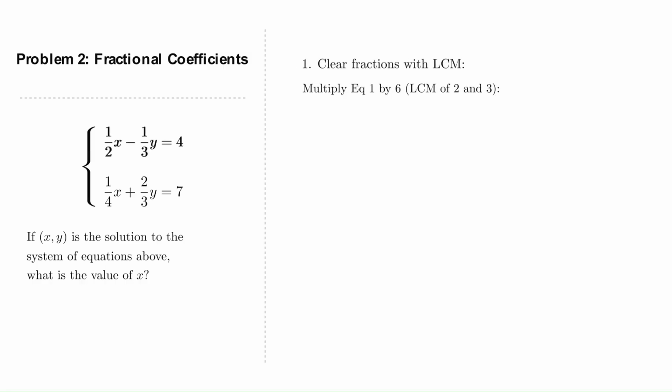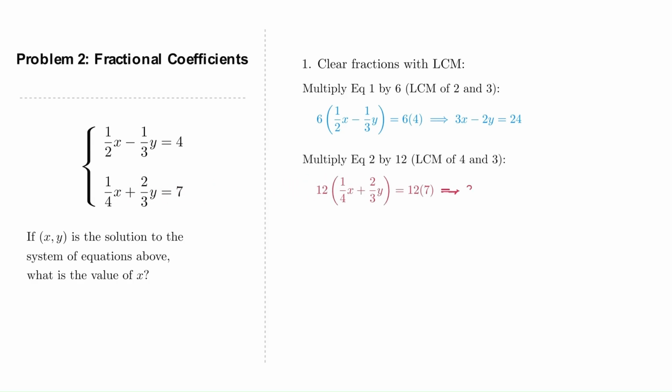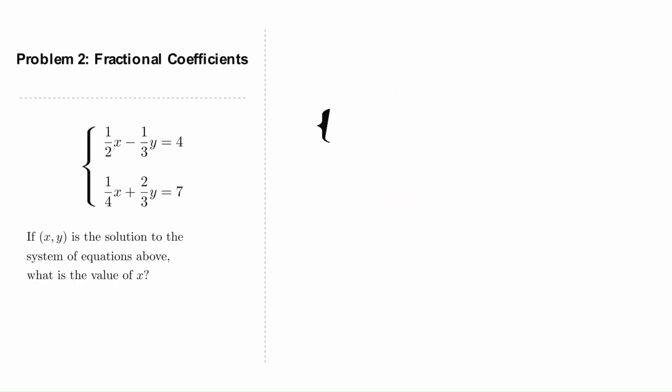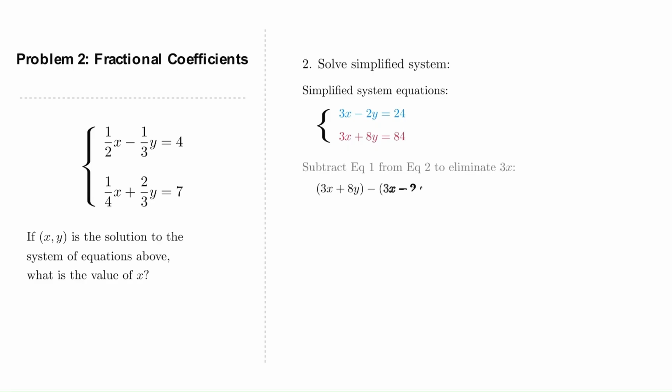For the first equation, the least common multiple of the denominators 2 and 3 is 6. For the second equation, the least common multiple of 4 and 3 is 12. Now that the fractions are gone, we have a much cleaner system to work with. Next, subtract the first equation from the second. Since both equations contain 3x, those terms cancel immediately.